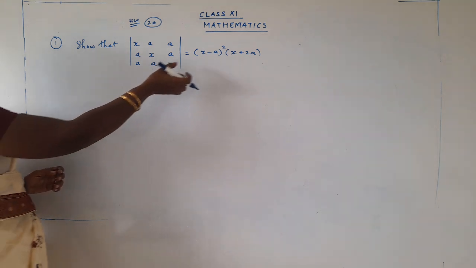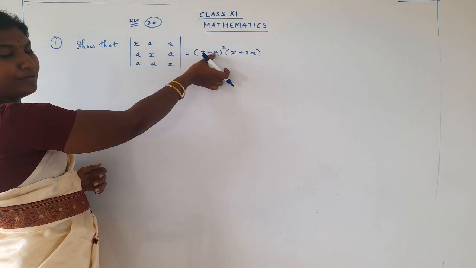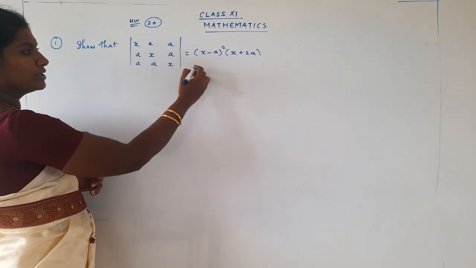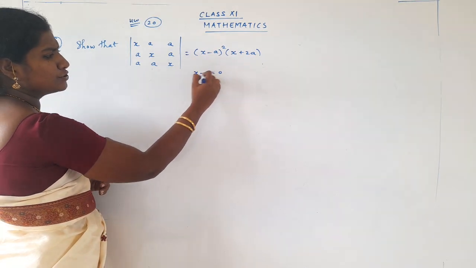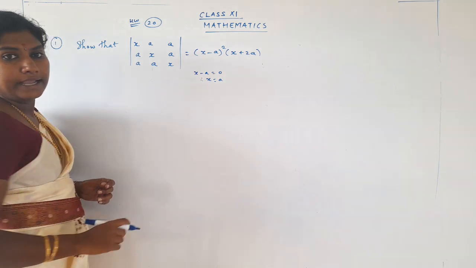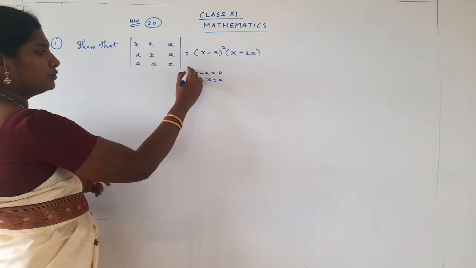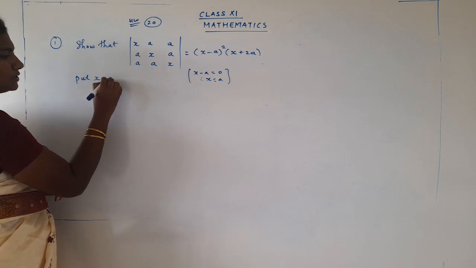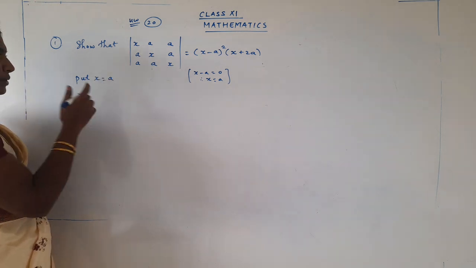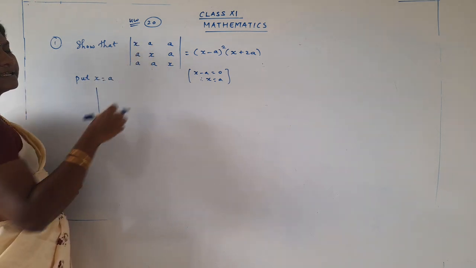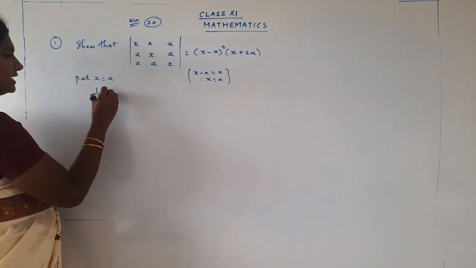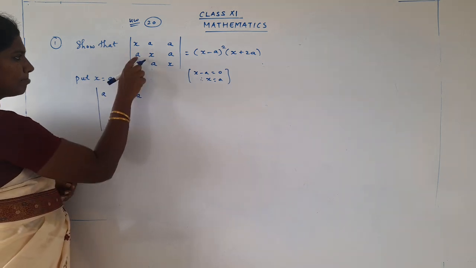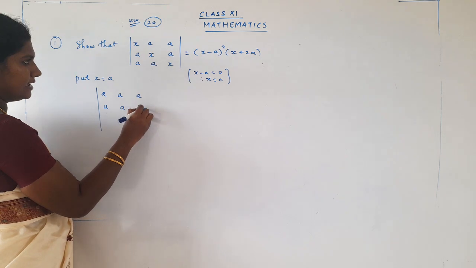Now here it is x minus a. X minus a is equal to 0 means I will get x is equal to a. So what I am going to do is put x is equal to a. If I put x is equal to a, what do I get? Wherever x is there, I am going to replace it with a. So I get a, this is a.